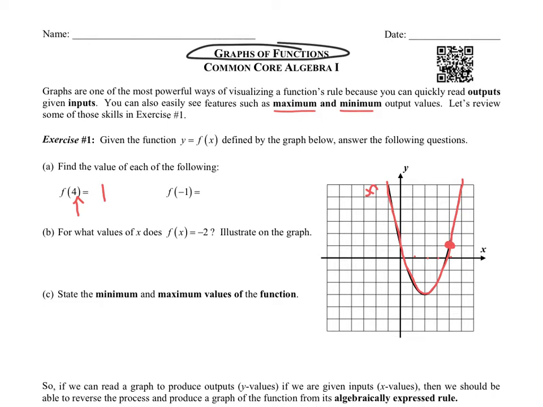f of negative 1 means I'm going to look over in the x direction, negative 1, and then look up, and where am I? I believe I am at 6, so the output would be 6. Okay, so it's reading an input and an output, and we talked about that last week.